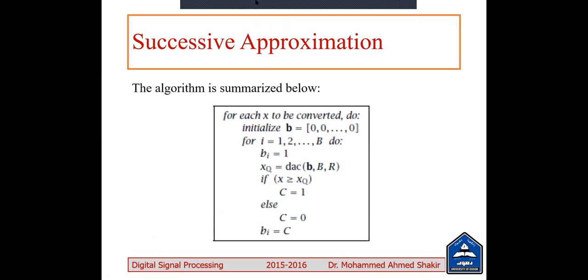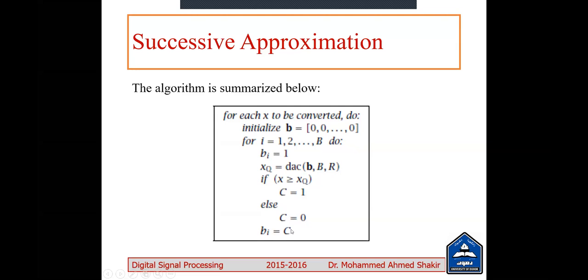Now, we can summarize the operation of the ADC converter. How? For each X, the sample value to be converted, do the following. Initialize B to zeros, then for i equal to 1 up to capital B, do Bi equal to 1, XQ will be the D2A converter of B, capital R. If X is greater than or equal to XQ, C equals 1, else C equals 0. Bi equals C.